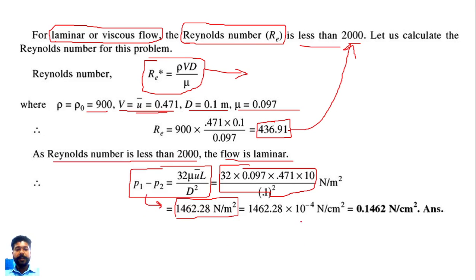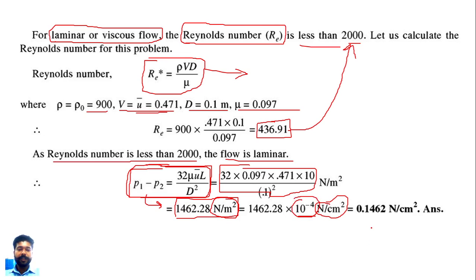So if you're multiplying this by 10 raised to minus 4, it will be in Newton per centimeter square. If they are asking in the examination to find the pressure drop in Newton per centimeter square, first of all you need to find this value, which is always in the form of Newton per meter square. The answer of this formula will give you Newton per meter square, that is in SI form, and convert it into Newton per centimeter square by multiplying this value by 10 raised to minus 4.